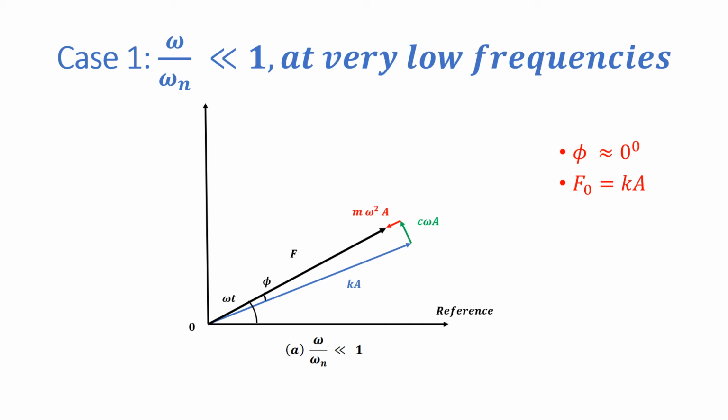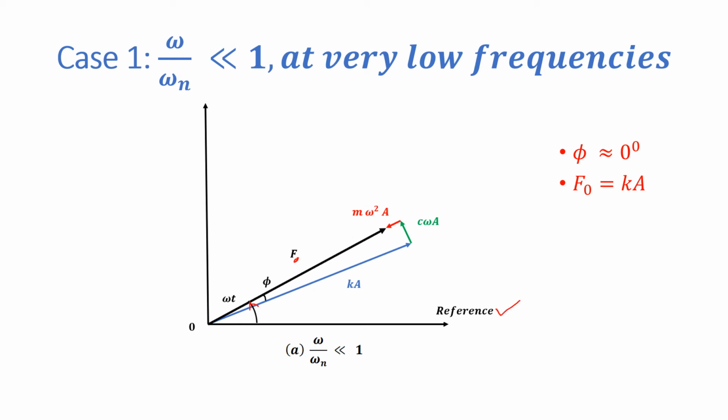For case 1, when external excitation frequency omega is very less than natural frequency of the system, means at very low frequencies of external excitation, we get F external excitation at an angle omega t. At any time t, we will get omega t. So F naught is drawn at omega t from the reference line.